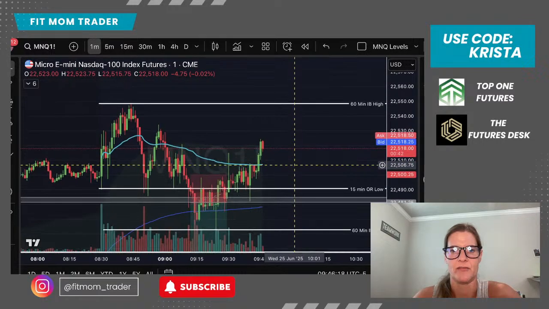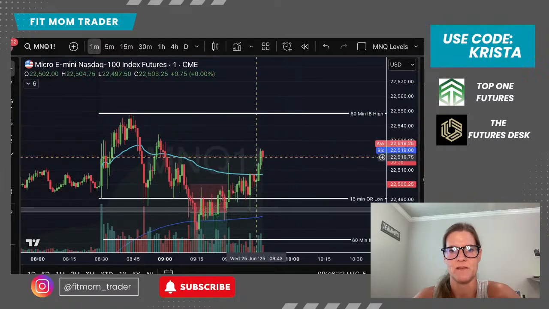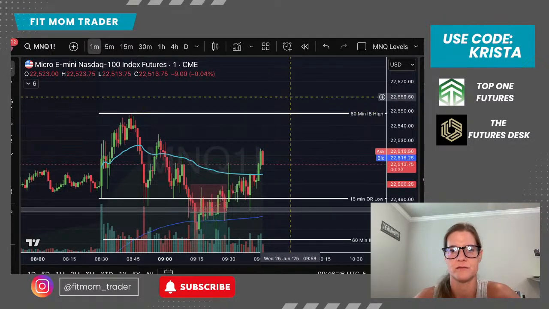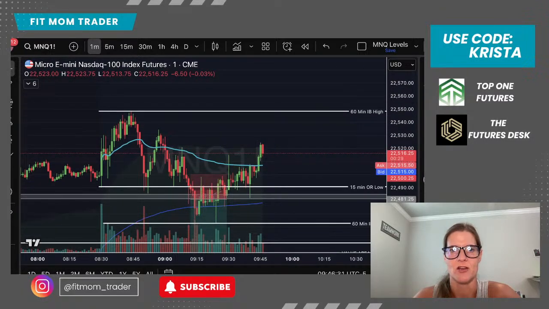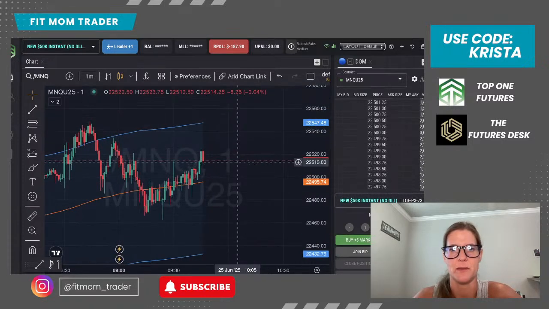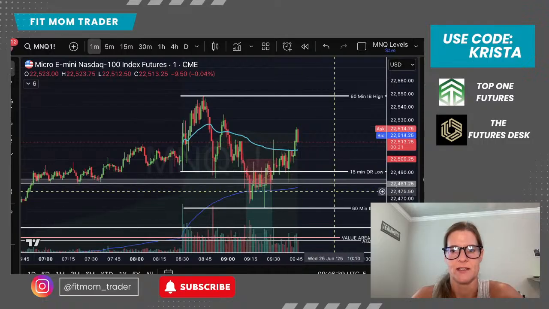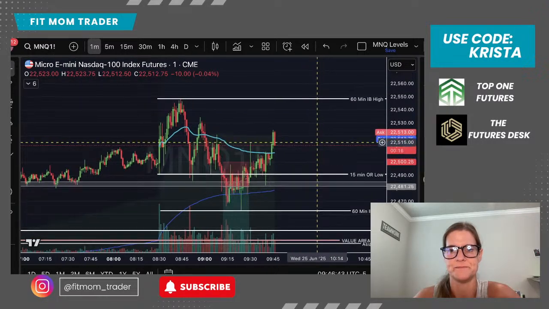I'm going to see if we get to the initial balance high, if there's a possibility for a failed auction or a breakout and retest trend continuation. Since I already have a loss in this account, down 187, I'm going to be patient and wait for a good trade. So I'm going to wait until we get to the initial balance high or low.